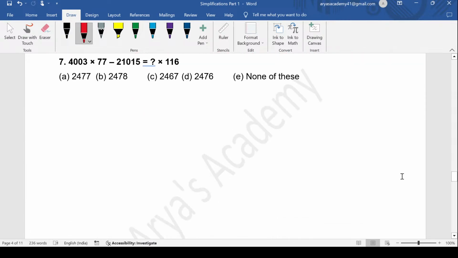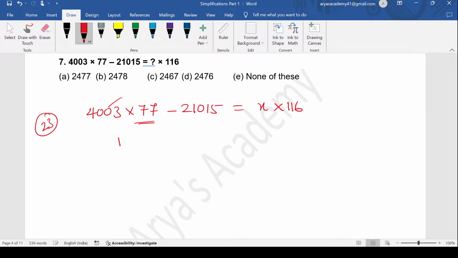So I'm moving to question number 7. See, this is a slightly lengthy question because you have to multiply 4003 times, and then you need to subtract 21015. That is equal to question mark x into 116. So it's a bit of a slightly lengthy question. So if you multiply 77 threes are, 3 sevens are 21, 210. 21 plus 210, 231. So 1 is over into the answer and 23 is carried forward.